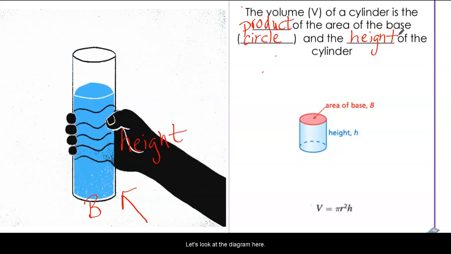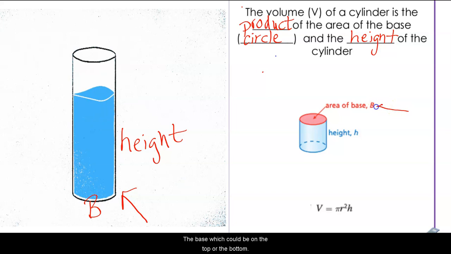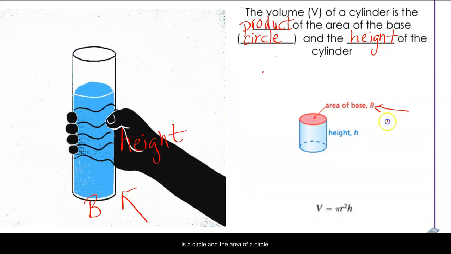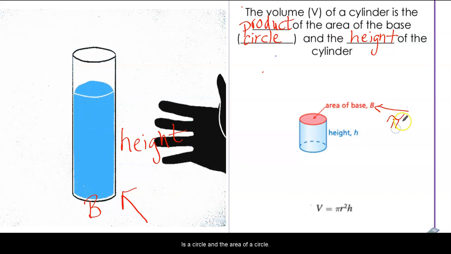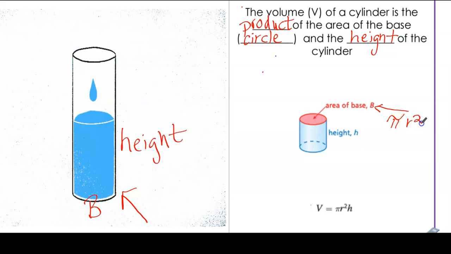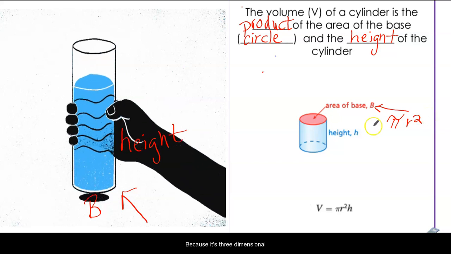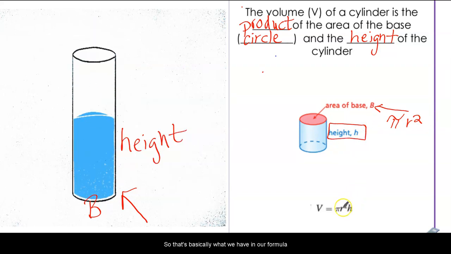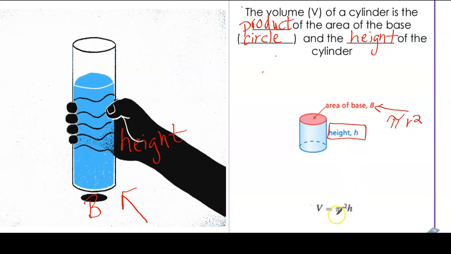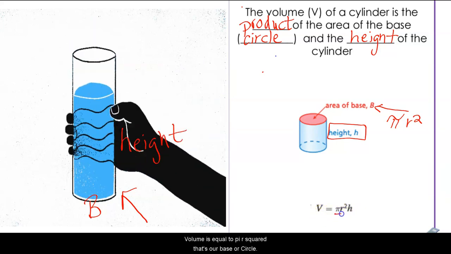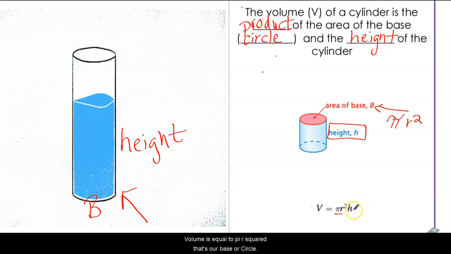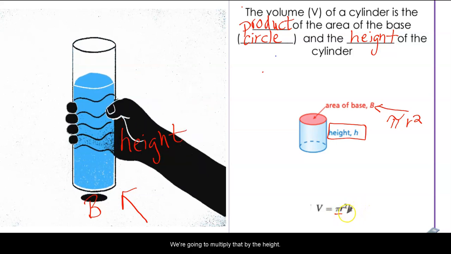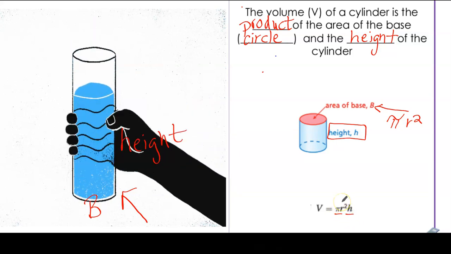So if we look at the diagram here, the base, which could be on the top or the bottom, is a circle, and the area of a circle is pi r squared. But because it's three-dimensional, we're going to multiply it by the height. So that's basically what we have in our formula. Volume is equal to pi r squared. That's our base, our circle, and we're going to multiply that by the height.